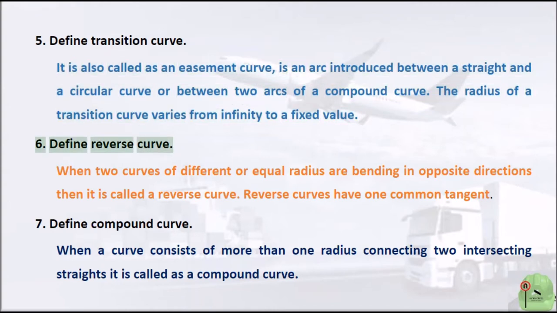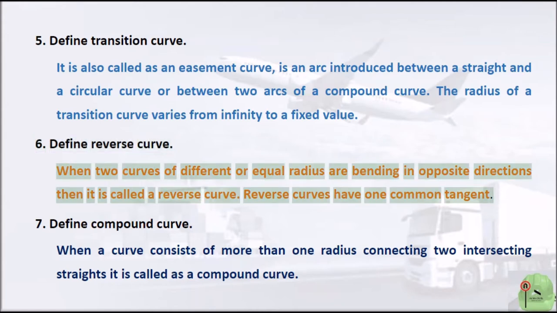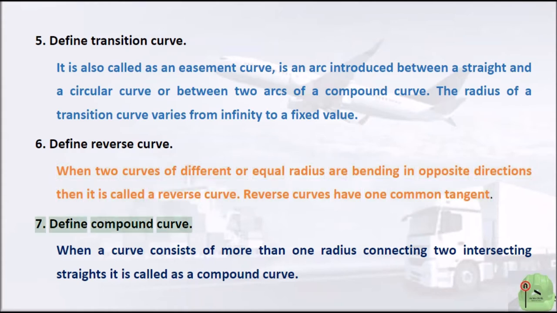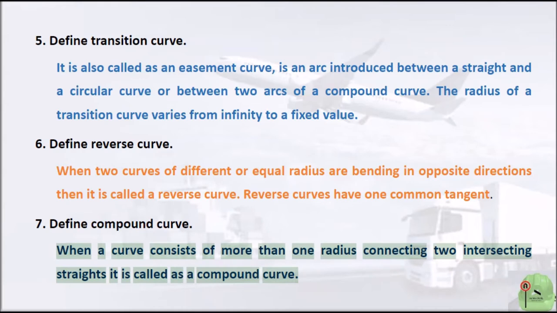6. Define reverse curve. When two curves of different or equal radius are bending in opposite directions, then it is called a reverse curve. Reverse curves have one common tangent. 7. Define compound curve. When a curve consists of more than one radius connecting two intersecting straights, it is called as a compound curve.